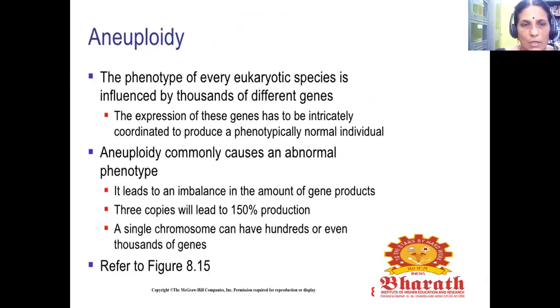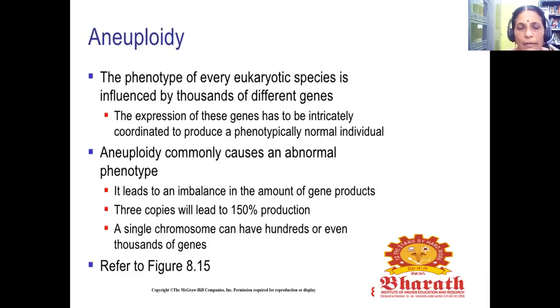So let's see about this aneuploidy. The phenotype of every eukaryotic species is influenced by thousands of different genes. So the expression of these genes has to be intricately coordinated to produce phenotypically normal individuals. Aneuploidy commonly causes an abnormal phenotype that leads to an imbalance in the amount of gene product.